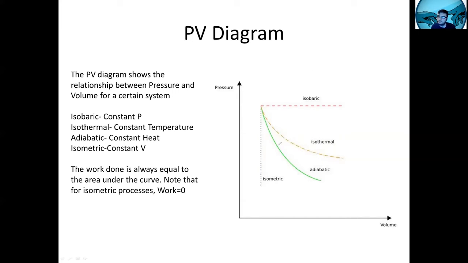And if you look here at isometric, how would you find the area under this curve? Well, you can't, and the area under this curve is nothing. It's actually 0. That's because isometric processes, which are at constant volume, have a work of 0. Unless you change the volume, you're not actually doing work on a system of gases. The actual changing of volume is what determines whether or not you are doing work on the system.